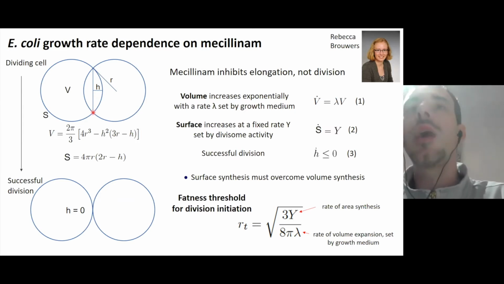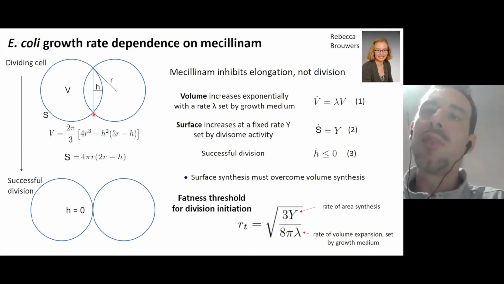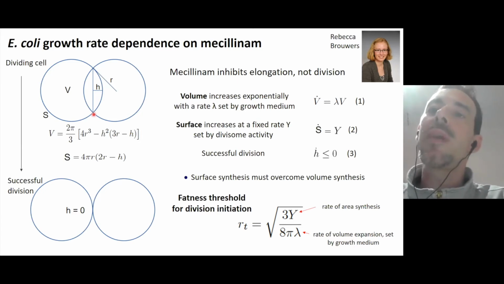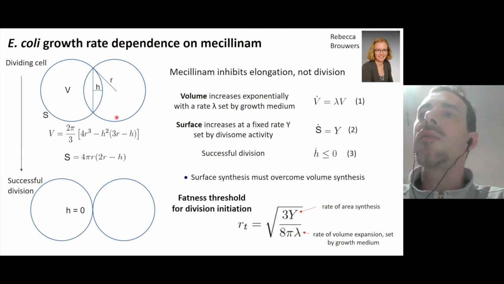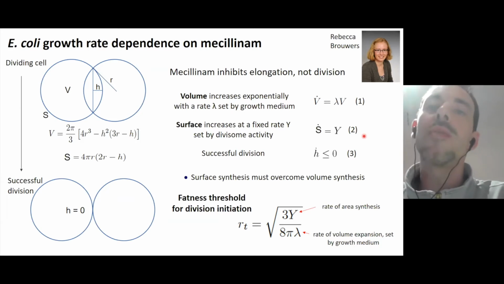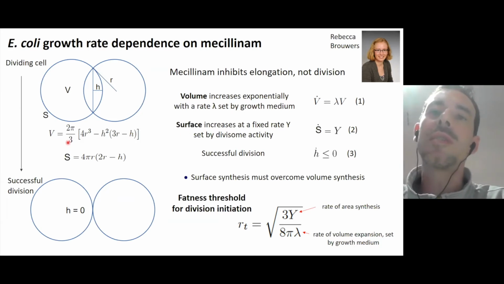Since mecillinam is able to inhibit elongation, but not division, cells are still going to grow and divide. We can express the increase of volume normally as an exponential growth law, as you see from the first equation. And we can also suppose that the surface increases at a fixed rate, as expressed by the second equation. From the picture, we can also compute the volume and the surface as expressed by the two equations at the bottom of the picture.